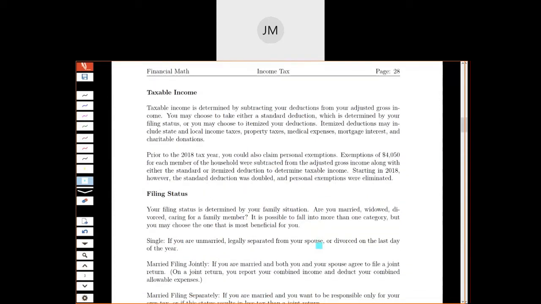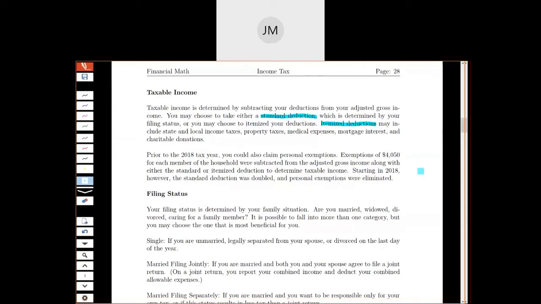All right, so let's get to taxable income. Taxable income is determined by subtracting your deductions from your adjusted gross income. When we talk about deductions, there is something called a standard deduction, and then there's also what's called itemized deductions. A standard deduction is a fixed set amount, depending on your filing status.